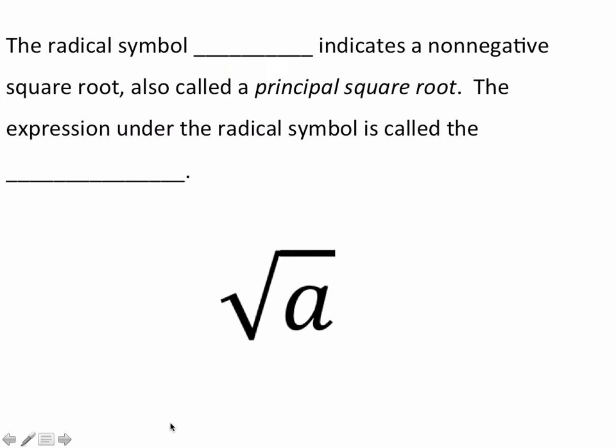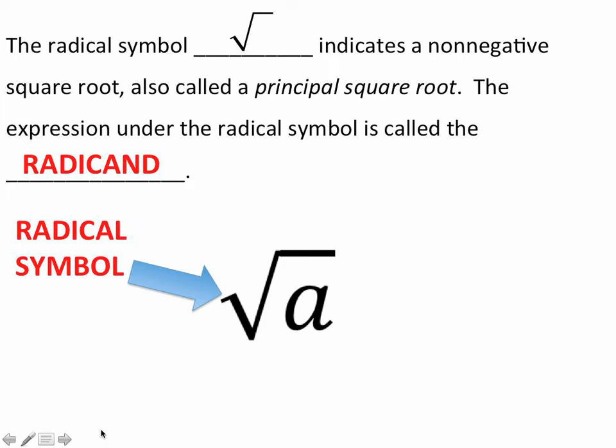All right, let's move forward. A radical symbol, many of you have seen this before, is a square root symbol, but in general it's called a radical symbol. It indicates a non-negative square root, also called the principal square root. The expression under the radical symbol is called the radicand. So if I look at the little symbol here, that thing right there, we call that the radical symbol. In this case, it's a square root symbol. In general, we just call it a radical symbol. And that number underneath is called the radicand. So just a little bit of vocab for you.